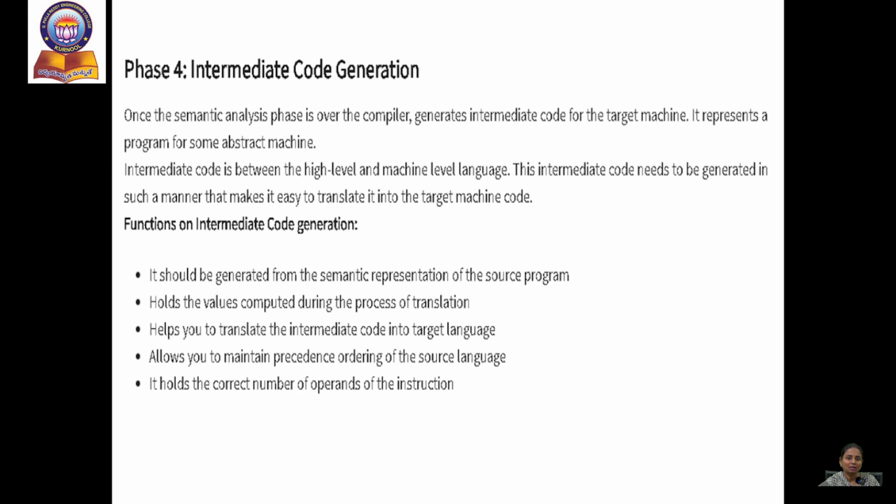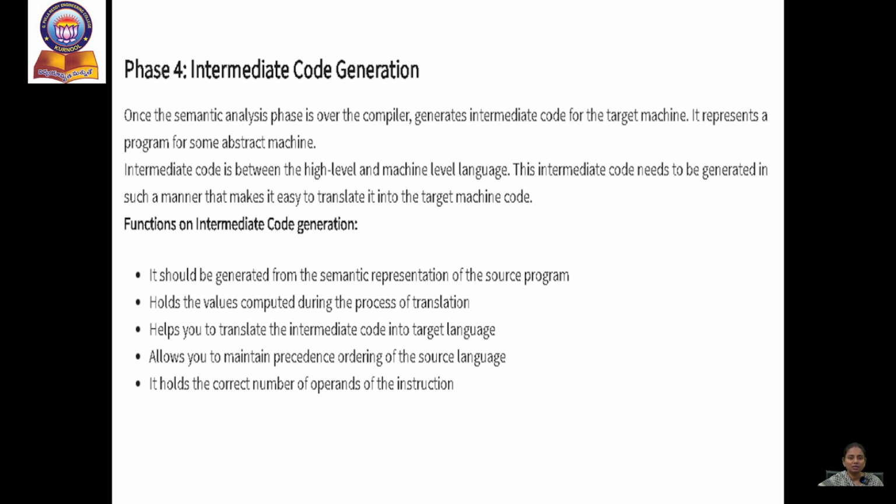So once the semantic analysis phase is over, the compiler generates intermediate code for the target machine. Actually, the main transformation of the high level language starts from here. Up to now, the first three phases are checking whether a statement has been written properly or not, by following each and every phase's responsibilities. The actual transformation of the source code from high level language will start from the fourth phase, that is the intermediate code generation. So here it generates the 3 address code.